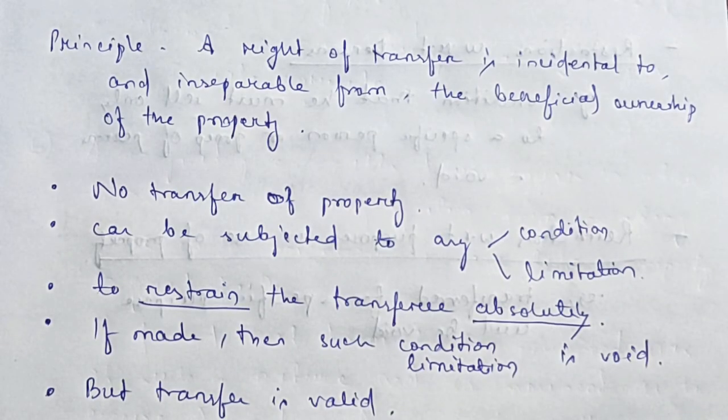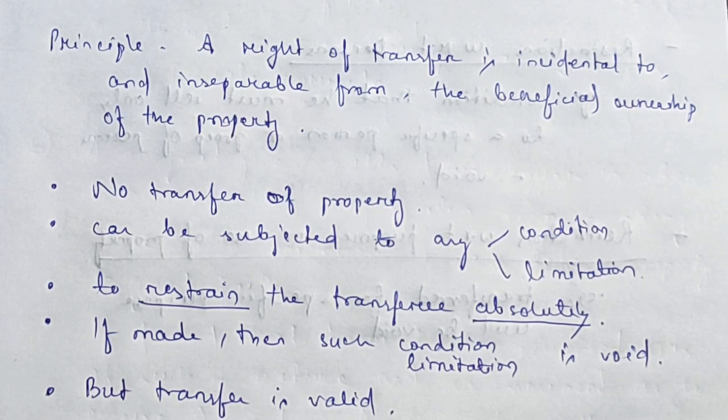So, the principle underlying this section 10 is that a right of transfer is incidental to and inseparable from the beneficial ownership of the property. An absolute restraint on that power is repugnant to the nature of the estate and an exception to the very essence of the grant. So now let's see the ingredients of the section.